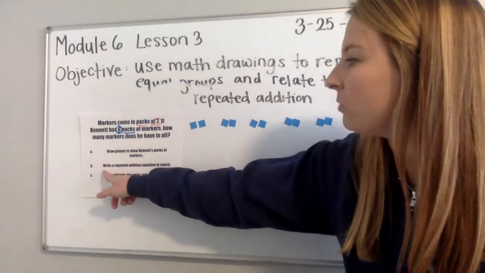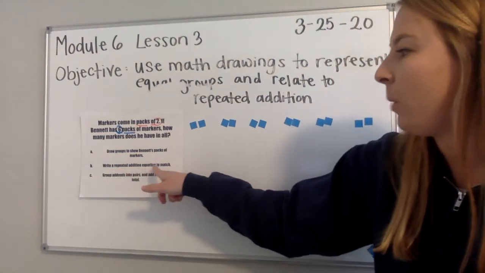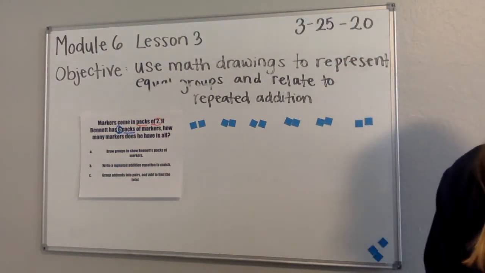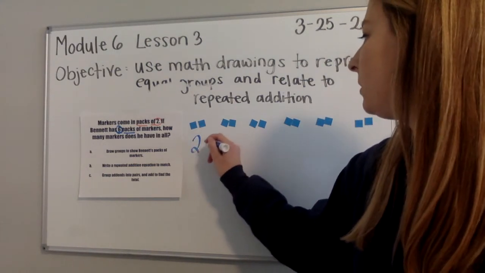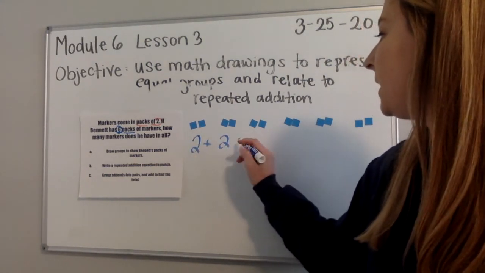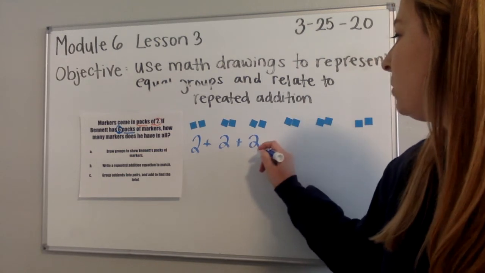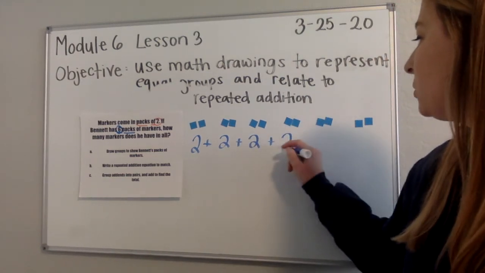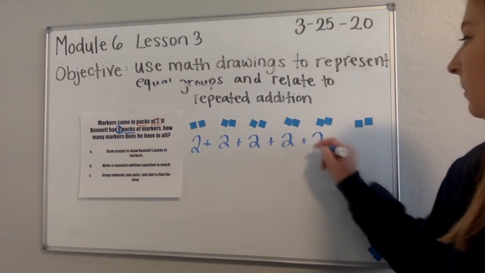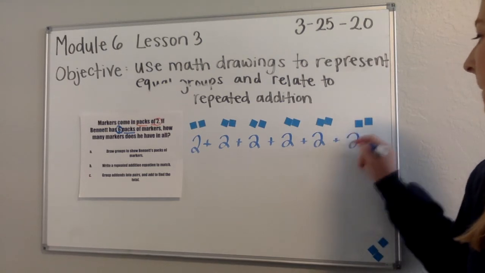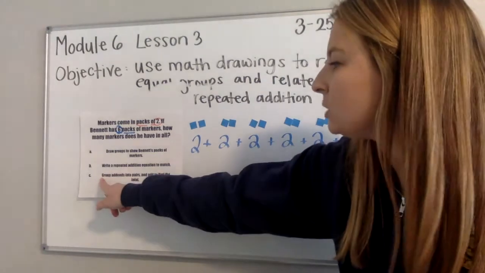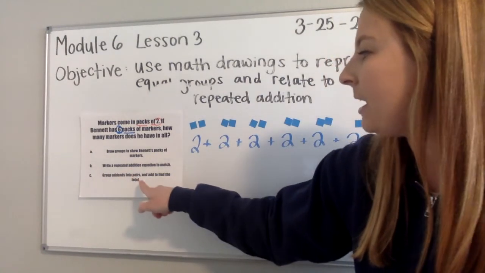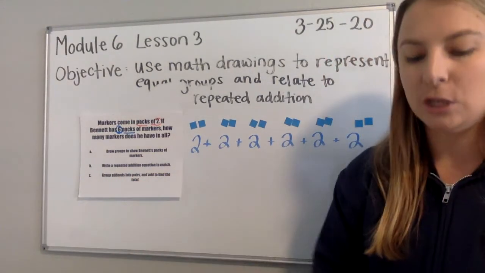Part B is asking, write a repeated addition equation to match. So below, I'm going to put 2 in the first group, plus 2 in the second group, plus 2 in the third group, plus 2 in the fourth group, plus 2 in the fifth group, plus 2 in the 6th group. And part C says group addends into pairs and add to find the total.